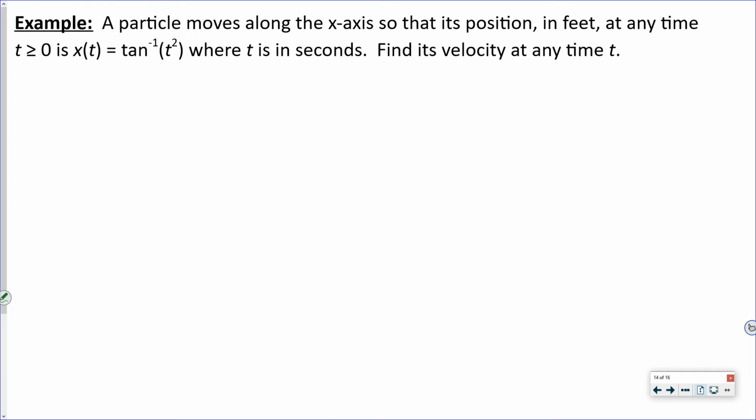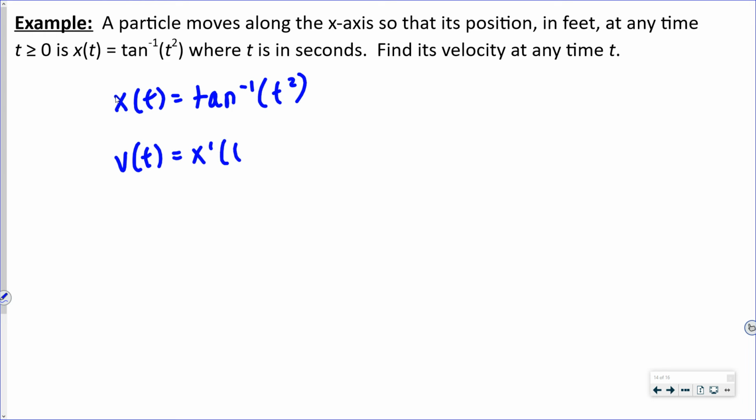A particle moves along the x-axis, so its position in feet at any time t greater than or equal to 0 is given by the position function inverse tangent of t squared, where t is the time in seconds. Find its velocity at any time t. Okay. We know that the velocity is the derivative of the position. So let's go ahead and find the derivative now that we know how to do inverse tangent.